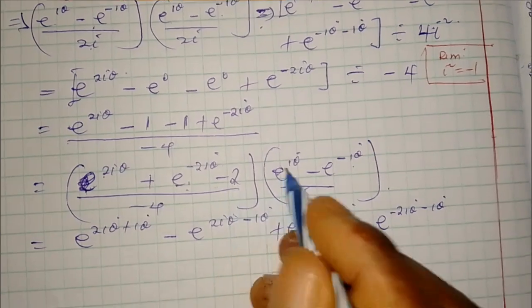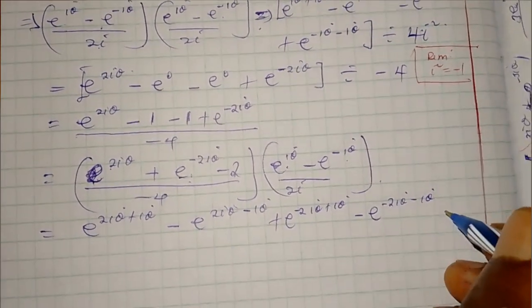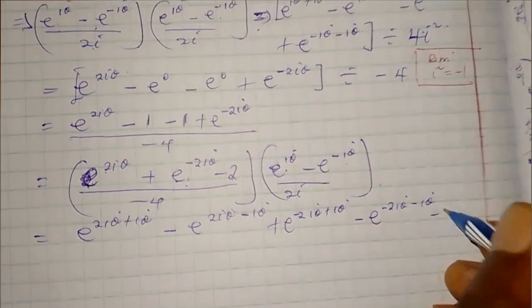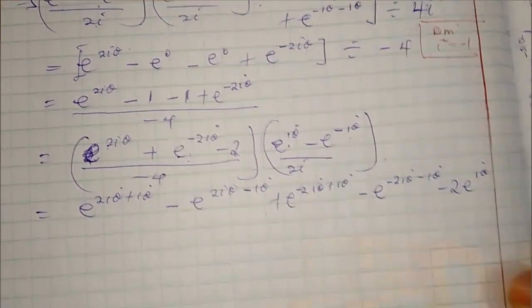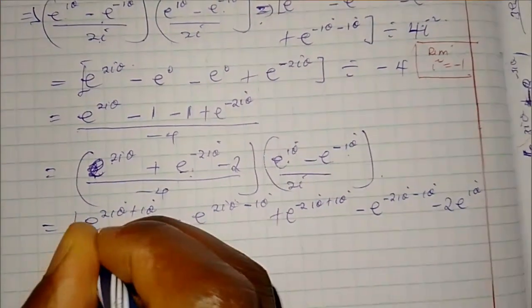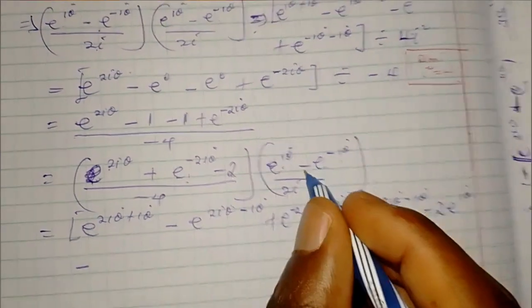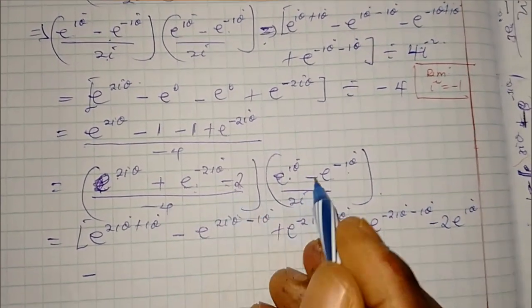Then negative 2 times 2 raised by i theta, it is negative 2e^(i theta). Then negative 2 times this one, we get negative. It is a positive now. Negatives are positive.